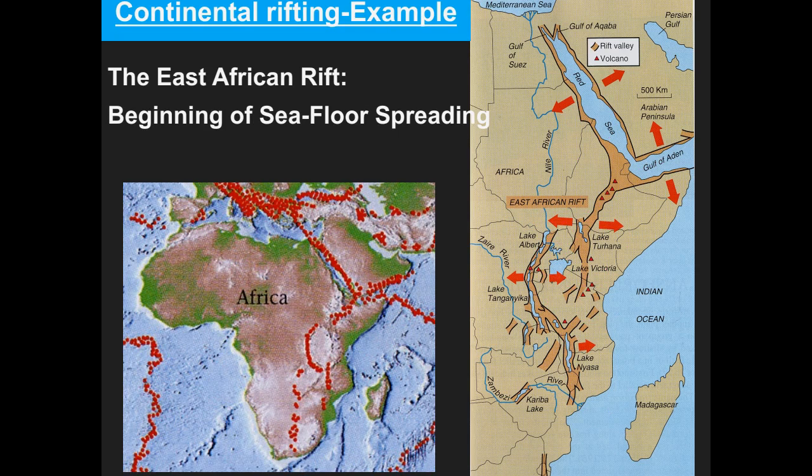This is again the same example here. We have this volcanic activity taking place, volcanic mountains in this area right here. This is the area we're focusing on right here. That's the best example of rifting in East Africa.